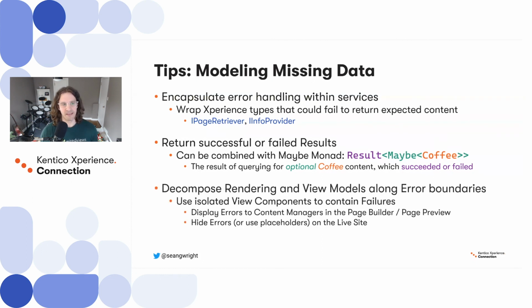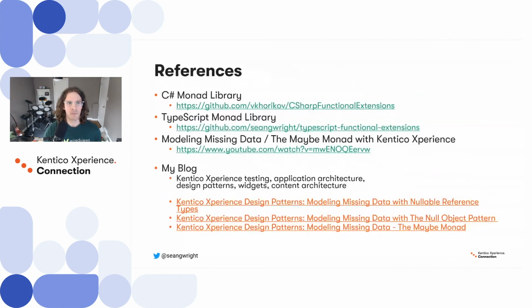And then finally, we're going to want to decompose rendering and view models along error boundaries. So don't try to put everything into one view, everything into one big view model. Instead, identify the places where you could have missing data, where you might have optional content, and decompose and structure your code accordingly. So we can use isolated view components to contain the failures, display errors in the page builder to content managers, and then hide them or use placeholders on the live site.